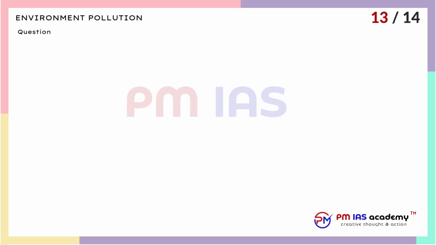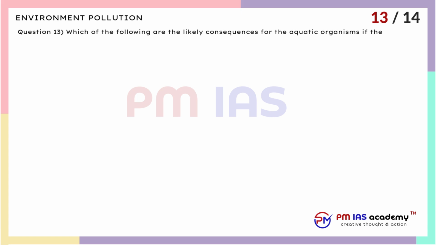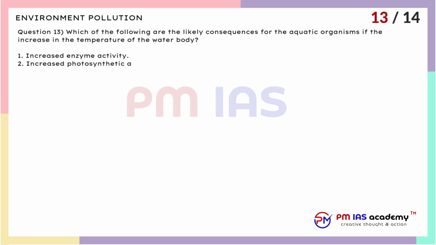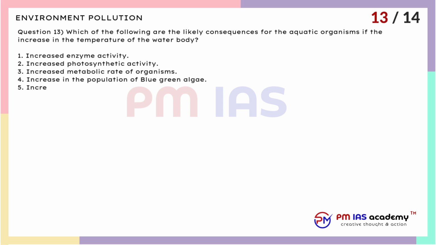Question 13. Which of the following are the likely consequences for the aquatic organisms if there is an increase in the temperature of the water body? 1. Increased enzyme activity. 2. Increased photosynthetic activity. 3. Increased metabolic rate of organisms. 4. Increase in the population of blue-green algae. 5. Increased migration of organisms. Select the correct answer using the codes given below.